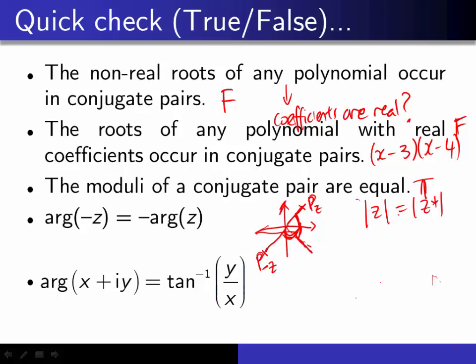Argument of the complex number x plus iy. I'm going to give you the fact that x and y are real, so don't tell me x and y are not real, so not true. This is a Cartesian form. So is it true that the argument of x plus iy is tangent inverse of y over x? True or false?